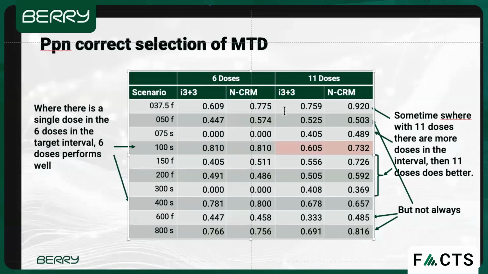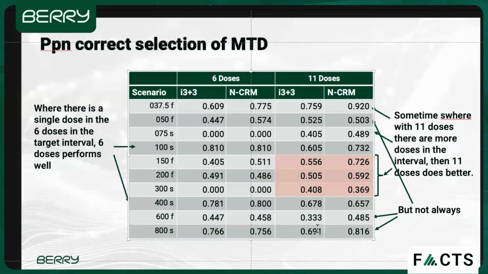In others, though, the 11 dose scenario does better. And in particularly a couple of them, of course, the MTD doesn't exist at all in the 6 dose case. But there are others where the results are more mixed, and there is no clear advantage to the 11 doses.